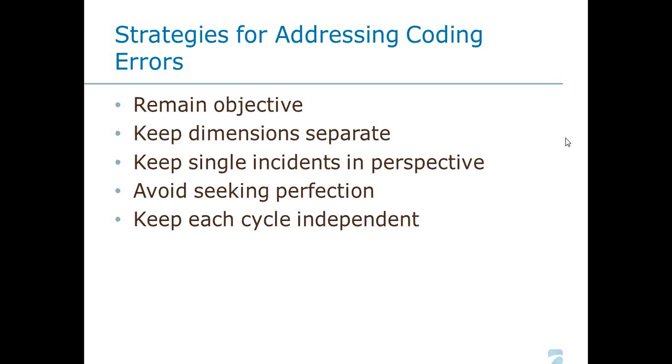So just to follow along then, keeping dimensions separate is called independence of cycles in Chapter 2. It starts on the bottom of page 12 and goes over to page 13. Weighing single incidents is on page 13. Seeking perfection is actually on page 14. And then the independence of dimensions is on page 13. I hope that answered your question.